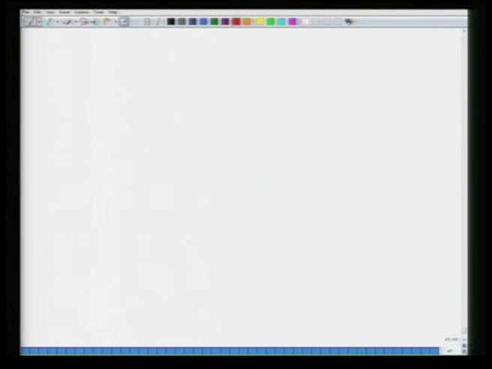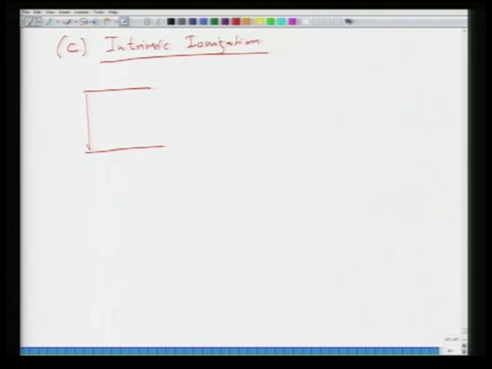Now, the third case in this series would be intrinsic ionization. Intrinsic ionization, as we have seen, is nothing but formation of electrons and holes. So, basically you have this band gap of the material, any oxide. This is your valence band, this is your conduction band. Electrons from the valence band jump to the conduction band, giving rise to an electron in the conduction band and a hole in the valence band.